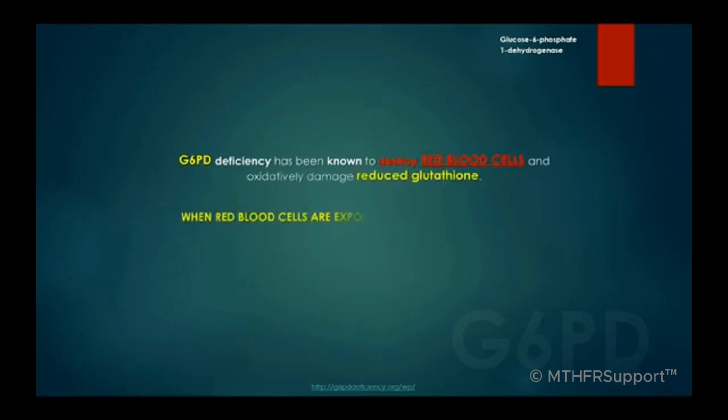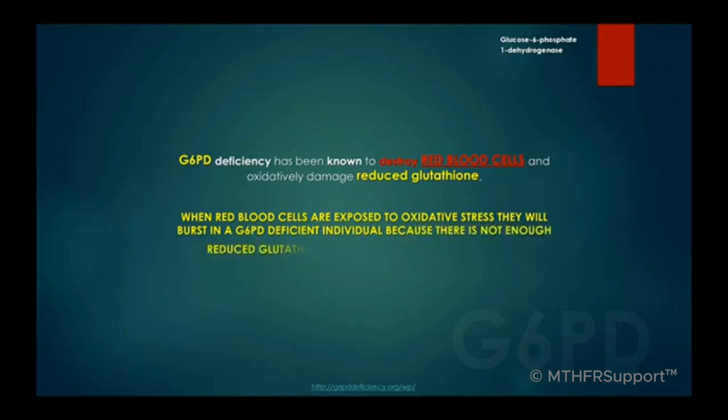G6PD deficiency has been known to destroy red blood cells and oxidatively damage reduced glutathione. When red blood cells are exposed to oxidative stress, they will burst in a G6PD deficient individual because there is not enough reduced glutathione to protect them.